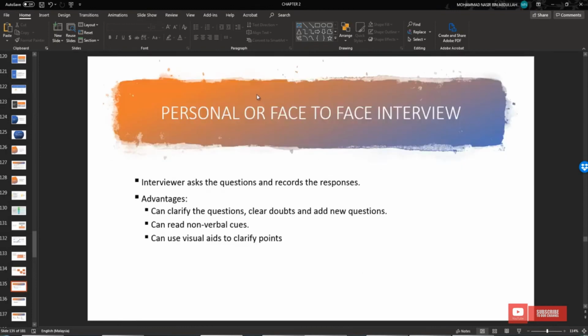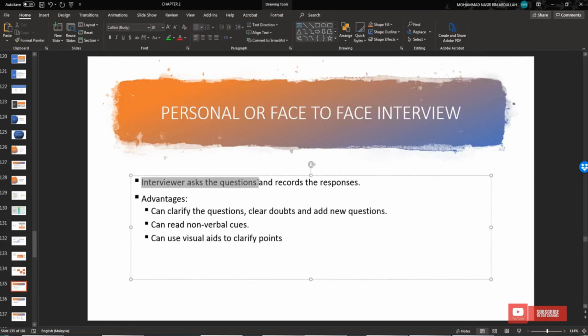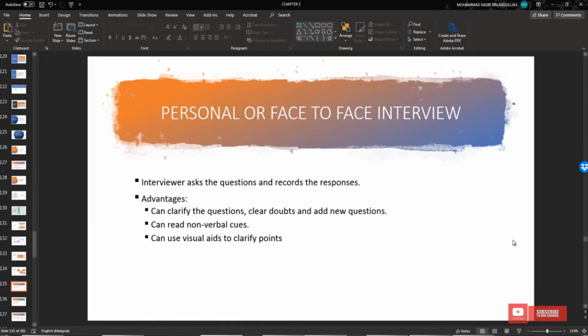In a personal or face-to-face interview, the interviewer asks the question and records the response. The advantage is that it can clarify the question, clear doubts, and add a new question instantly. You can read non-verbal cues, and also use visual aids to clarify the points. So this is the advantage of a personal or face-to-face interview.